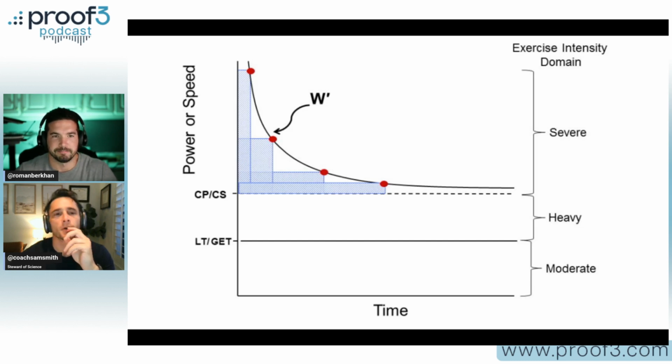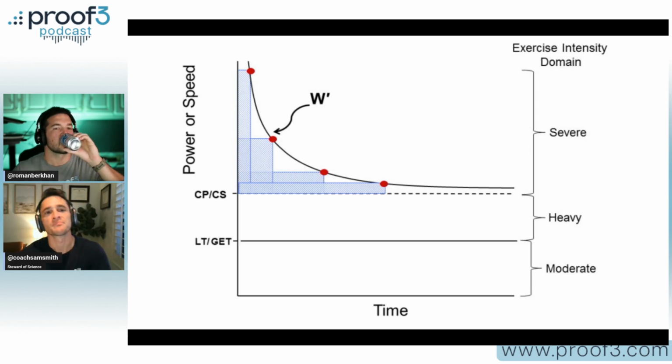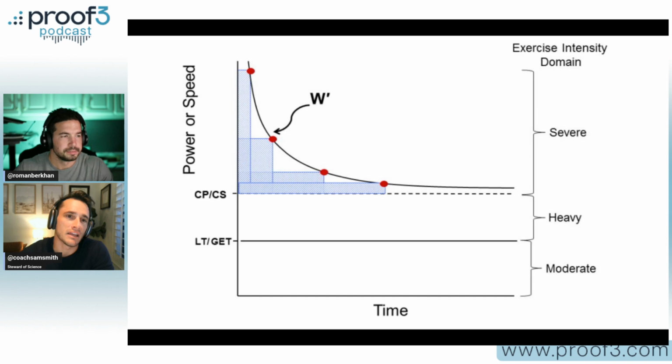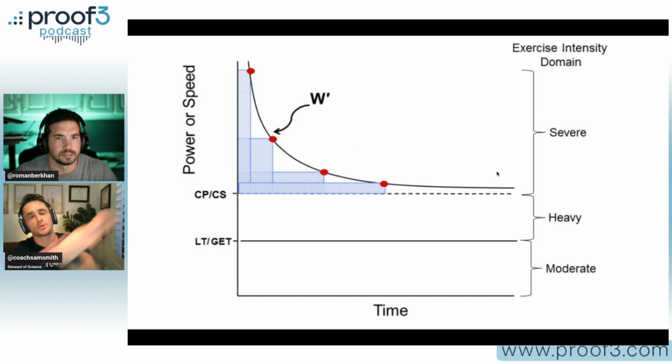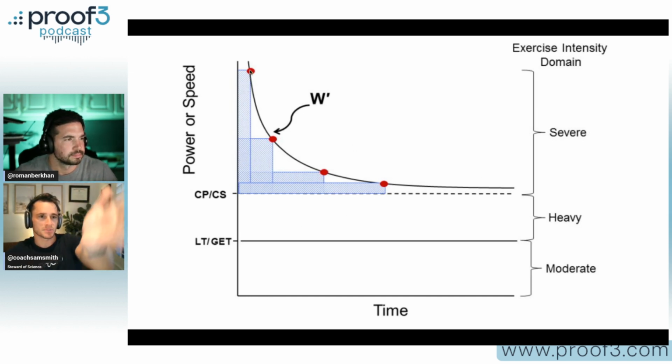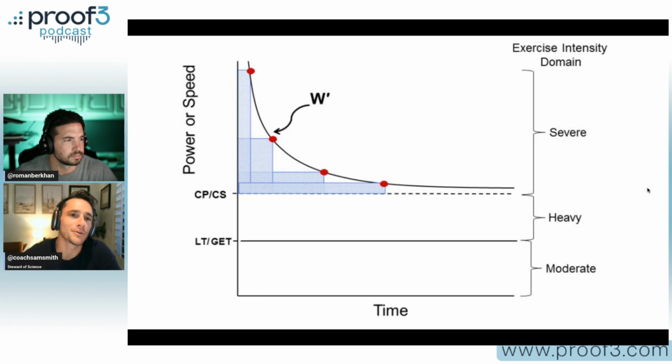So on the graph on the screen for those watching or listening, on the y-axis there's power or speed, and on the x-axis you have time. Then you have a curve, an asymptote, that starts real high and comes down. It never passes the line, but it goes out to infinity. All the room underneath that curve is considered W prime. That's your battery.